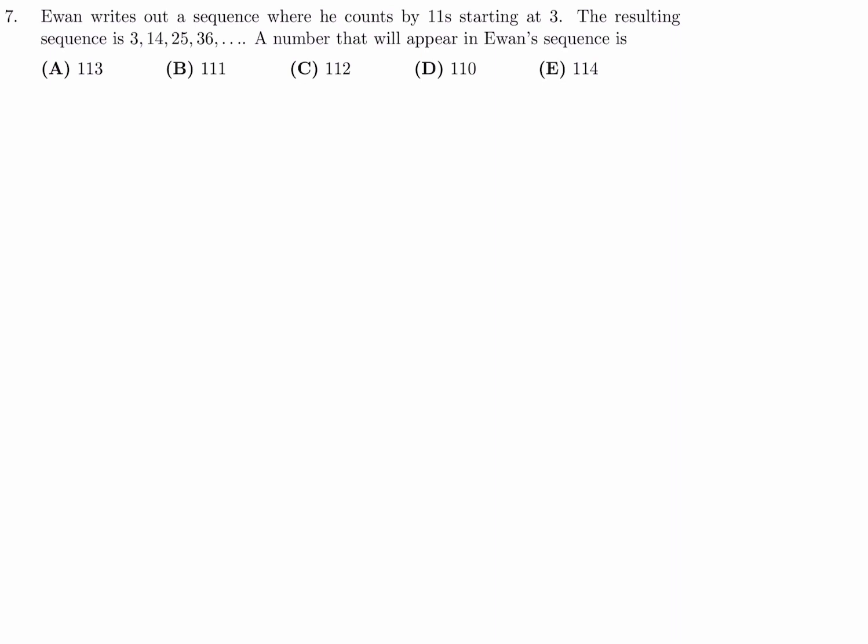And eventually you'll get to 102. Then the next one will be 113, then 124, and so on. So of these answer choices, the one that's going to be part of that sequence is 113. So number 7 would be A.